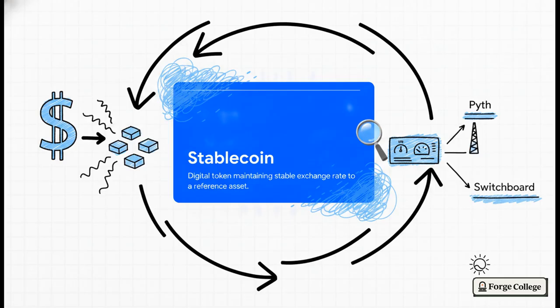Now, keeping that peg perfectly balanced requires external data, which perfectly ties back to our previous deep dive on high-frequency Oracle feeds. You literally cannot have engineered stability without perfect real-world data. That's exactly why stablecoins rely so heavily on reliable networks like Pyth and Switchboard. Those oracles are basically the critical sensors feeding smart contract rules to make sure the peg doesn't drift.